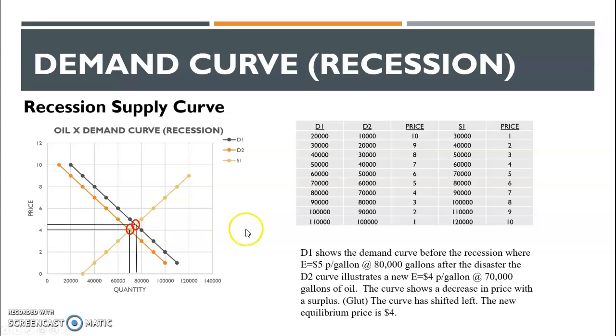So we have the recession demand curve. D1 shows the demand curve before the recession, where it's $5 per gallon. So D1, right here, is at 80,000 gallons. After the recession, the D2 curve illustrates the new demand at $4 a gallon at 70,000 gallons of oil. It shows a decrease in the price, and that's the glut. The curve has shifted left and the new equilibrium price is $4.